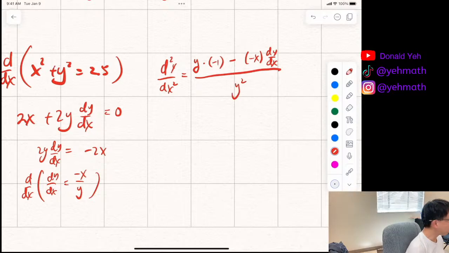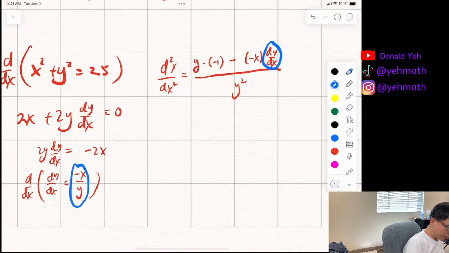So far we're okay. That's not the hardest part. The hardest part is actually using the dy/dx here, because dy/dx is one of the things. So it'll be negative y plus x times negative x over y. Does that make sense?